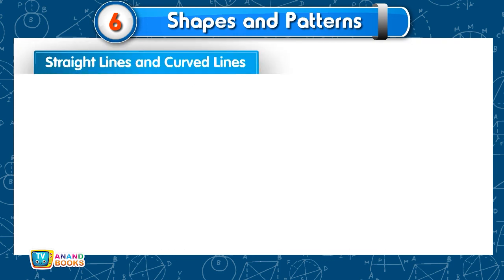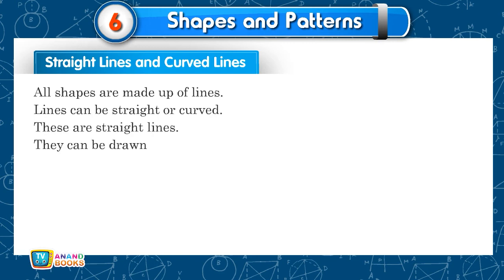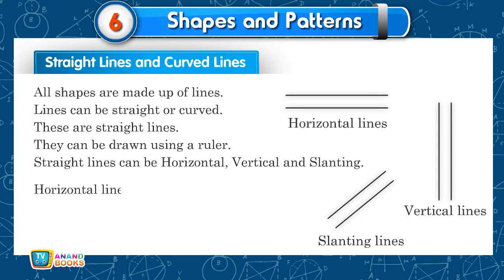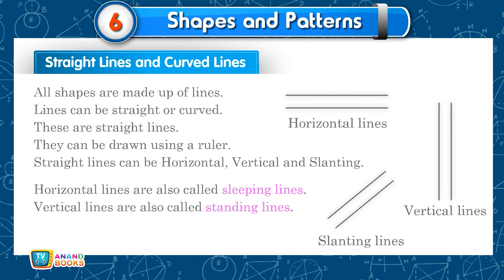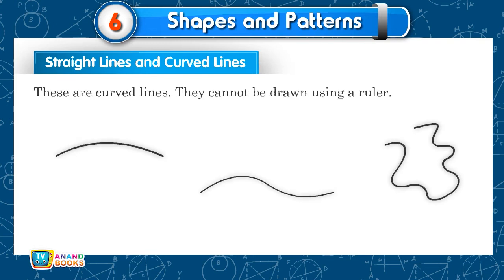Straight lines and curved lines. All shapes are made up of lines. Lines can be straight or curved. These are straight lines. They can be drawn using a ruler. Straight lines can be horizontal, vertical, and slanting. Horizontal lines, vertical lines, slanting lines. Horizontal lines are also called sleeping lines. Vertical lines are also called standing lines. These are curved lines. They cannot be drawn using a ruler.